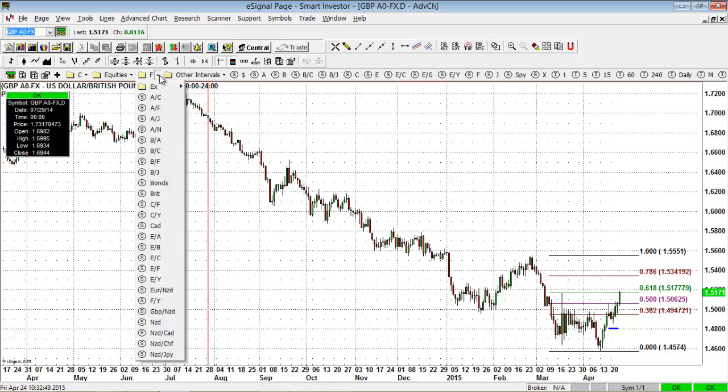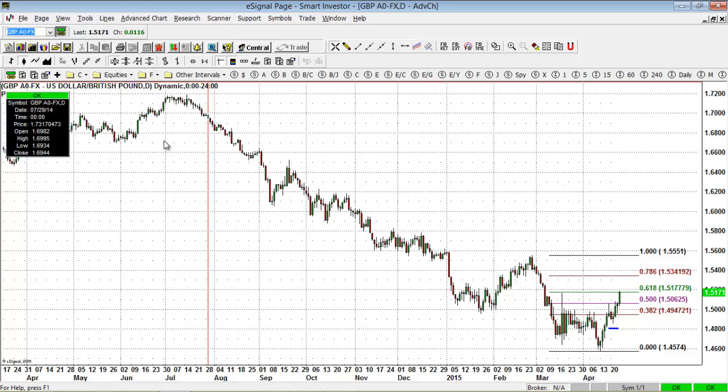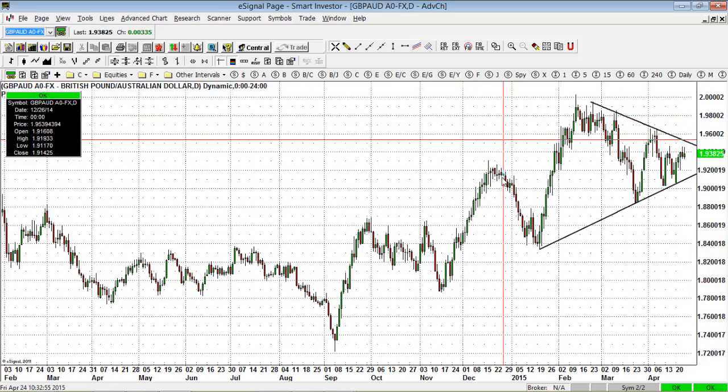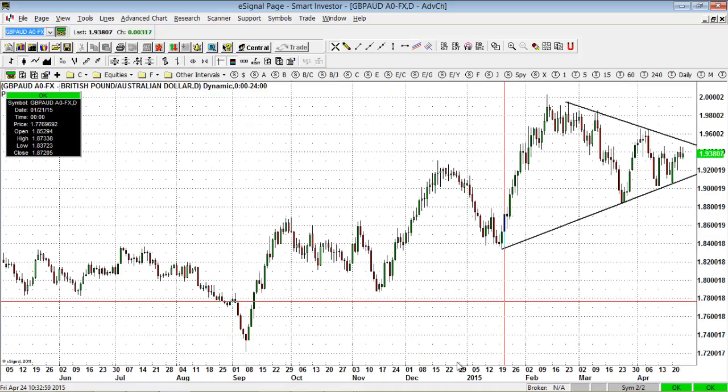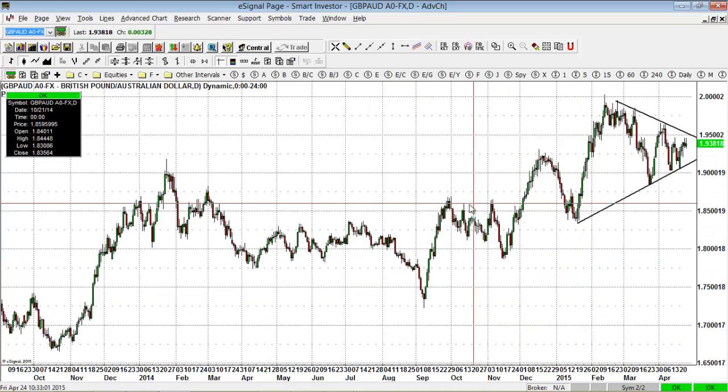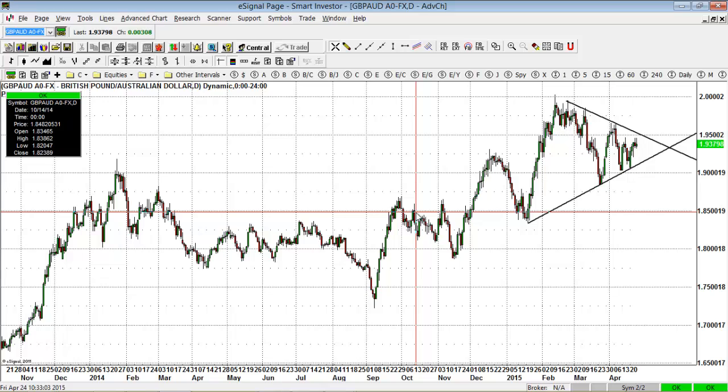Okay, let me just give you an update on the British pound, Australian dollar. The market is, as you can see, still in this tight consolidation pattern on the daily chart. The volatility has really gone down, and the market is just staying between 195 and this 190 level. So this 500 pip range is containing the market.